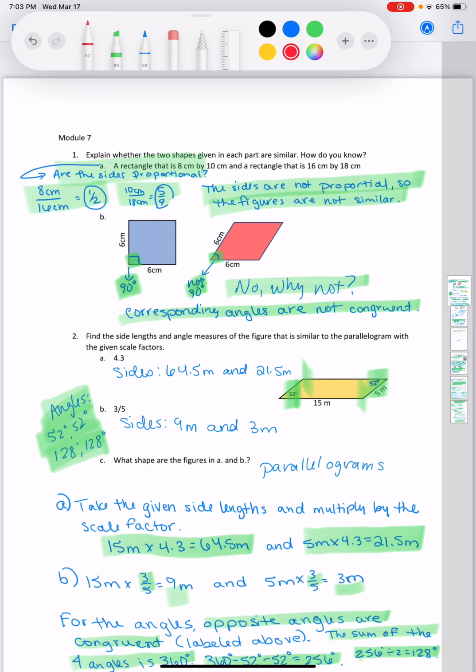These are the solutions to the Module 7 practice problems. I've highlighted the important information and I will use red ink as I go along and mention each part.